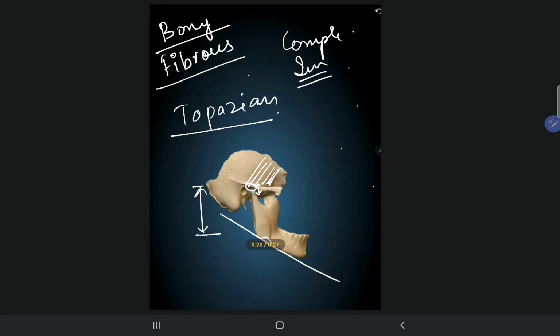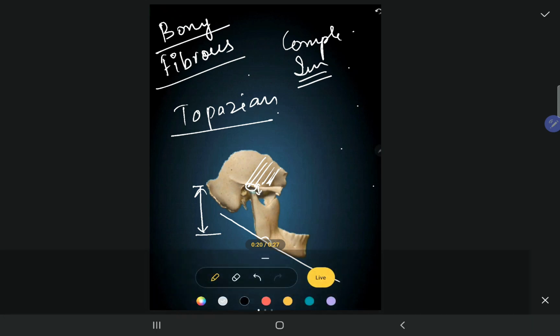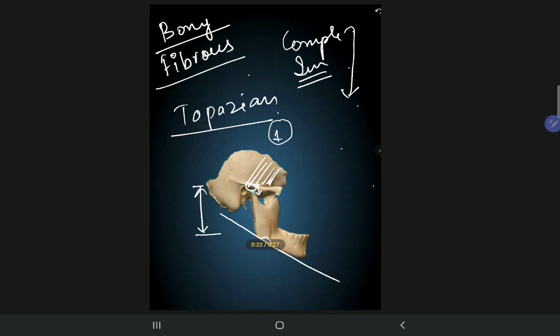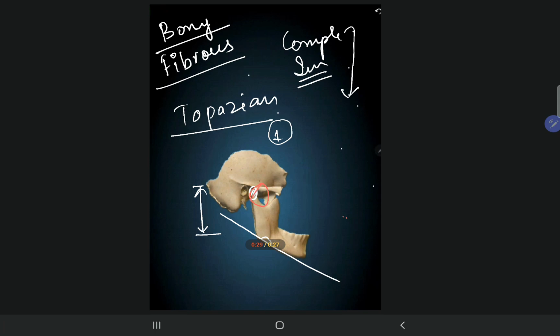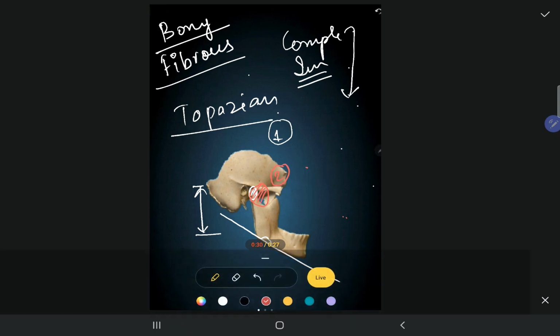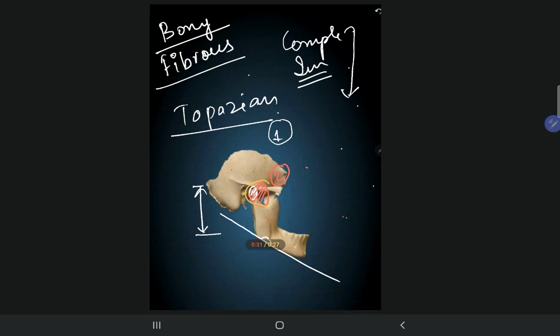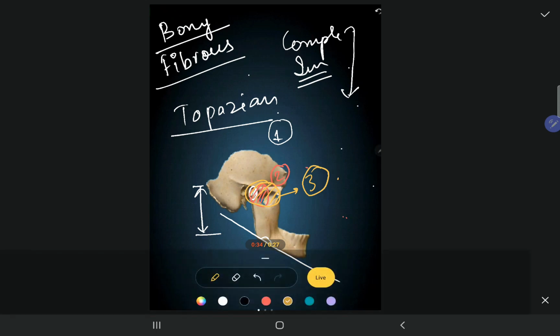There is one more classification which is given by Topazian. So he graded the temporomandibular joint ankylosis, the complete ankylosis, into 3 stages. The first one is when the ankylosis is limited to the condylar process. So if the ankylosis is limited to the condylar process, then it is grade 1. If it is extending up to the sigmoid notch, then it is grade 2. If it is extending up to the coronoid process, then it becomes grade 3. So this is according to Topazian. That is the staging of the complete ankylosis.